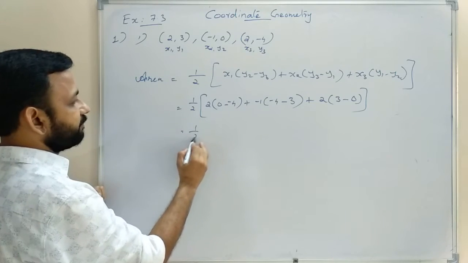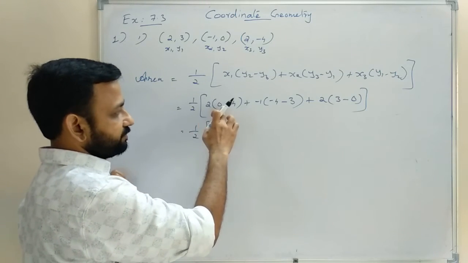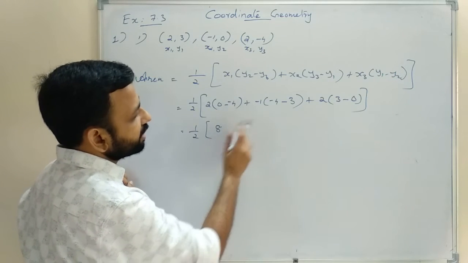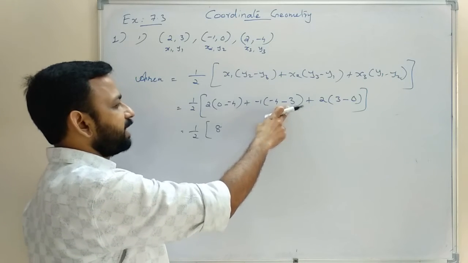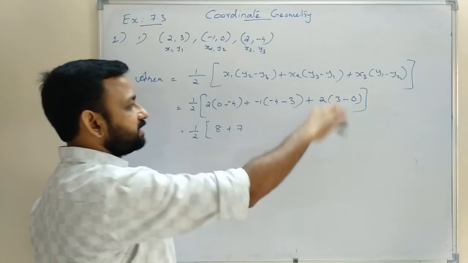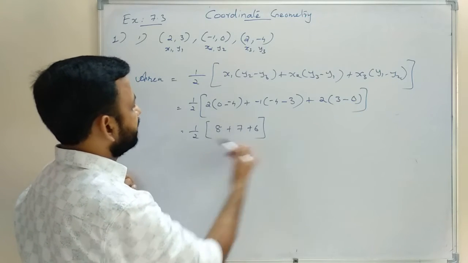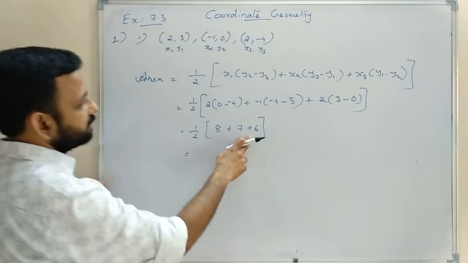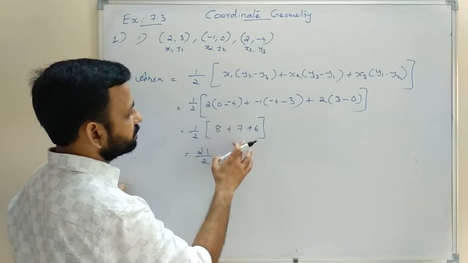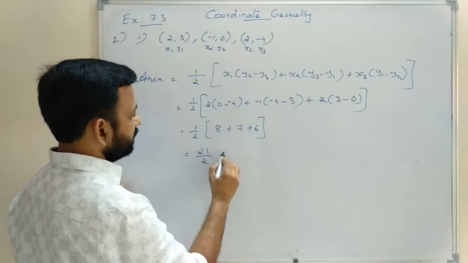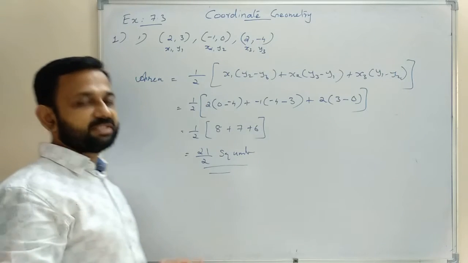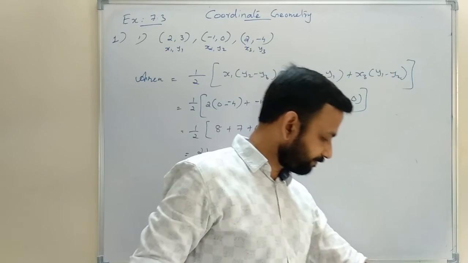Then when we simplify, we will get 1 by 2 into 0 plus 4. 0 plus 4 is 4. 4 into 2, 8. Then minus 4 minus 3, minus 7. Minus 7 into minus 1, that is plus 7. Then 3 minus 0, that is 3. 3 into 2, 6. Then when we simplify this one, 21 divided by 2 square units. So that is area of the triangle formed by those 3 vertices. So we got the area.